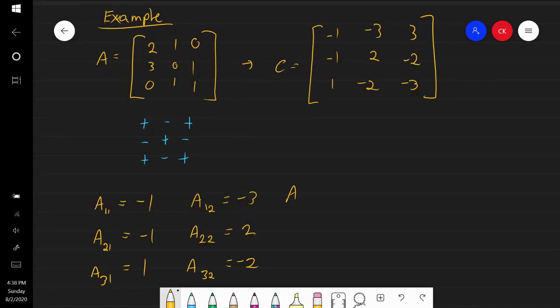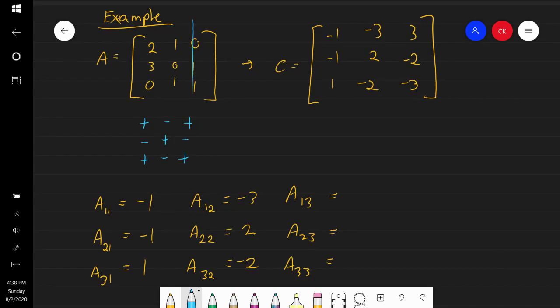The adjugate then is the transpose of that matrix C. So the goal isn't to find C, the goal is to find C and then transpose it to get the adjugate matrix that we're after. So the final column here then that we would get would be A13, A23, and then A33. So let's make those final calculations.